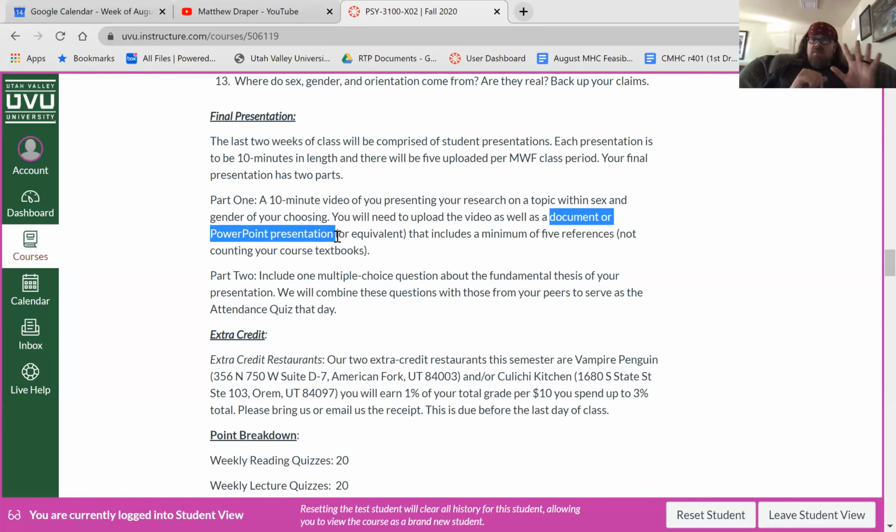And so you need to have 5 academic references. So these are books and peer-reviewed journal articles apart from your textbooks. Your textbooks don't count as references for this assignment. And then you'll also need to submit to us in advance some questions about your fundamental findings or the main idea of your particular presentation, because we'll combine those into the reading quizzes for your colleagues for that week.